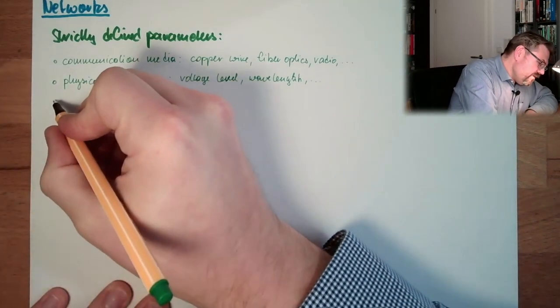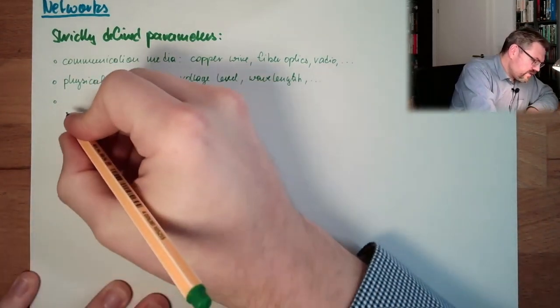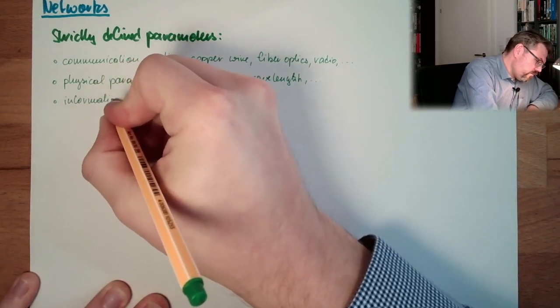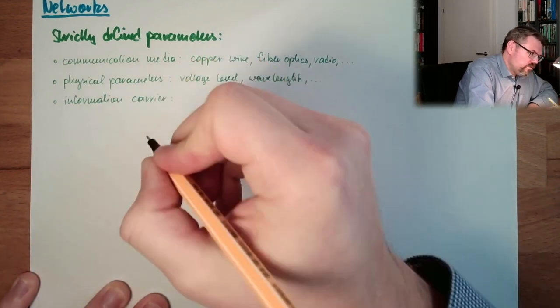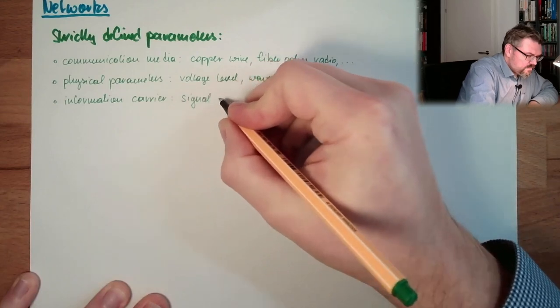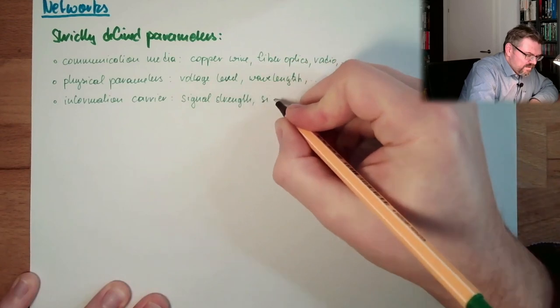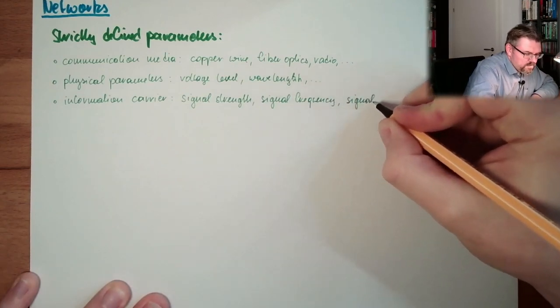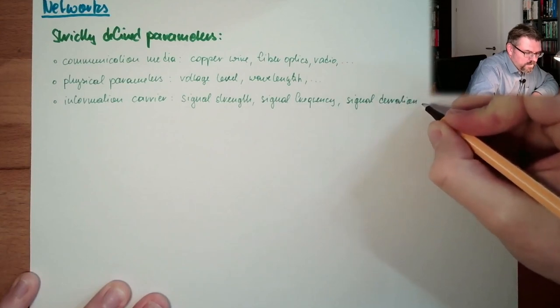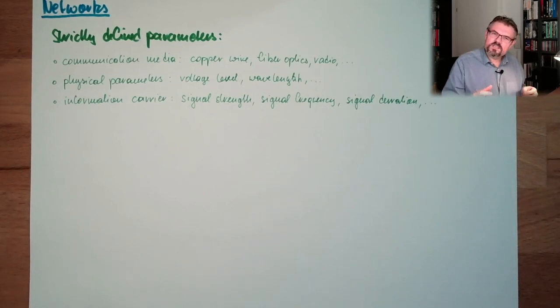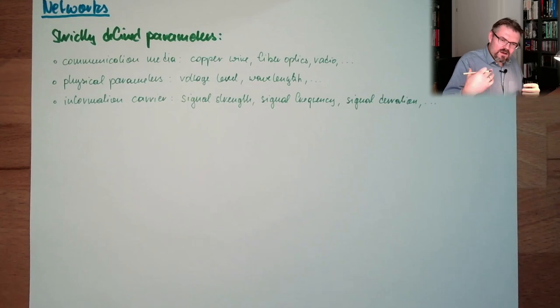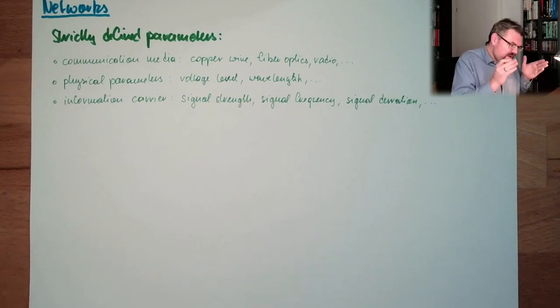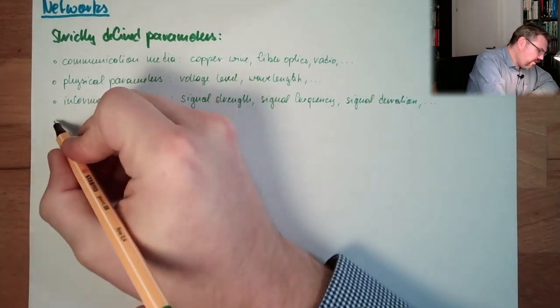Physical parameters. Then, even if the physical parameters are clear, we need to define what the information carrier is. Is it maybe the signal strength? Is it the signal frequency? Is it the signal duration? Something like this. In communication technology, those topics fill books. How to pack information into a signal so that we can restore it at the receiver and so that we can transfer a lot of information in a short time. Information carrier, very important. Then, how do we code control information?